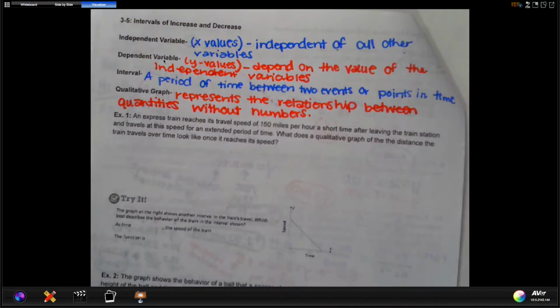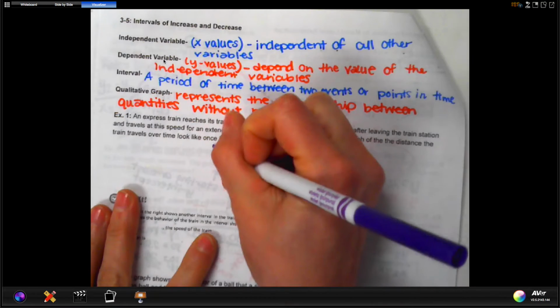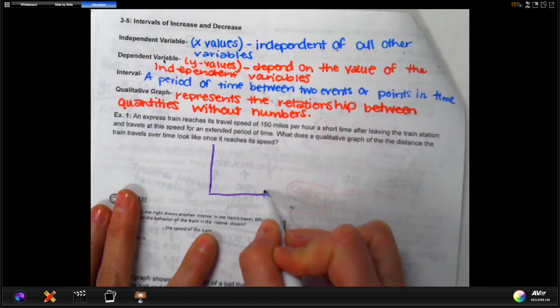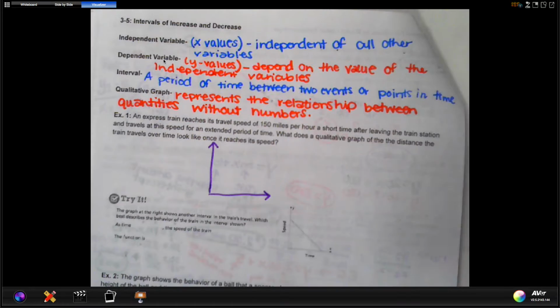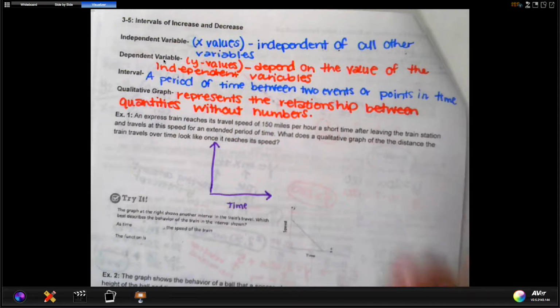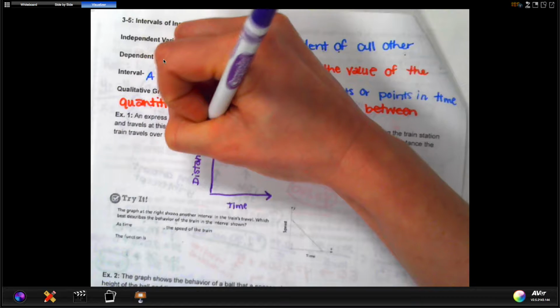Okay, so in this case, what we want to be able to do is create a graph, and we're not really going to use any numbers, because it doesn't give us a lot to go on. So what we will do is make our axes. So this is going to look like this. And what we want to do is label what we're talking about. So we're talking about time. As the train travels, we're going to talk about how far it goes, its distance. So we want to label these.